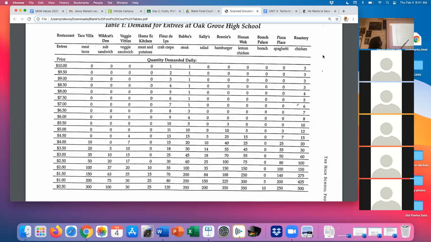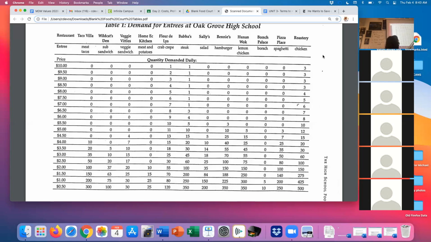So how about this for the steak? One person at $10. When it gets to $5.50, 5 people will buy it. They sell their steak for 50 cents, we've got 350 people buying it. And again, these numbers should go up because the cheaper something is, the more appealing it is to people, right? Makes sense, right?